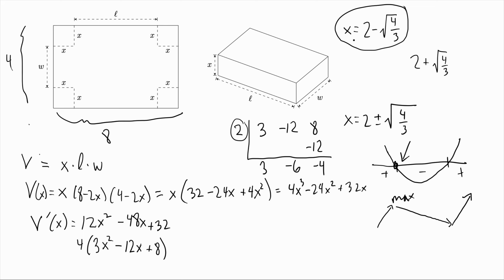But in this particular example, x equal to 2 minus the square root of 4/3 will actually give you the maximum volume.